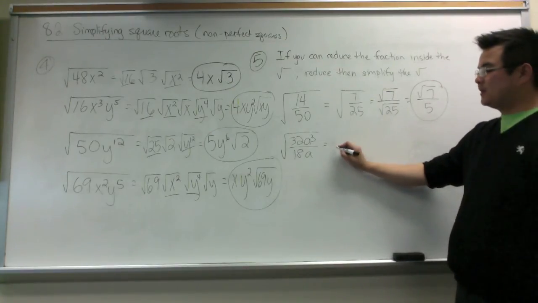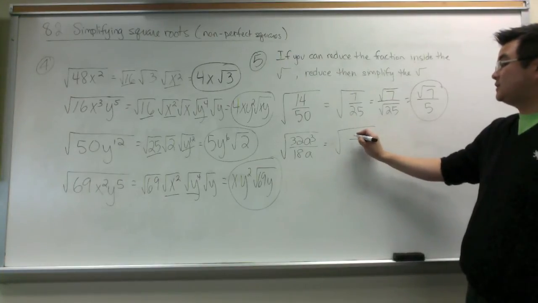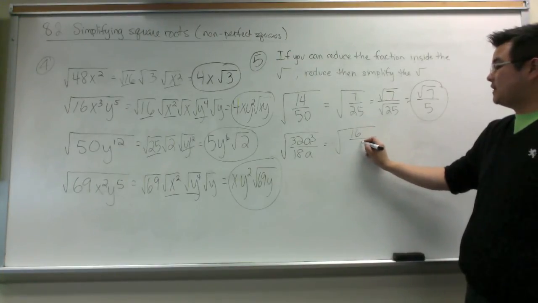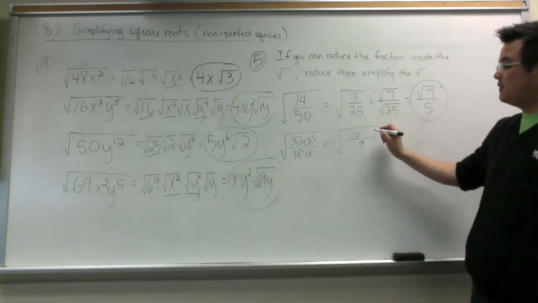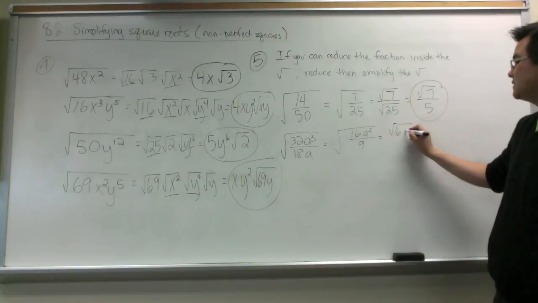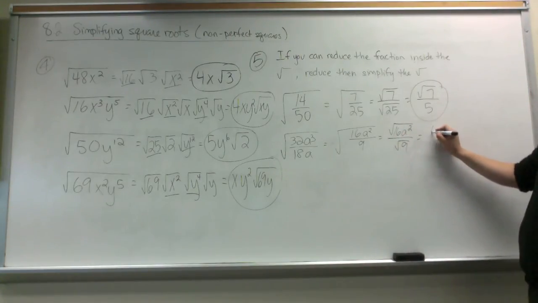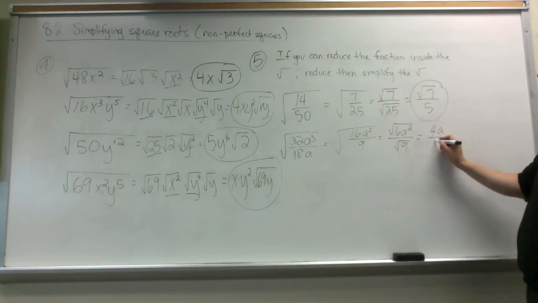In this example, I'm going to simplify. I'm going to reduce the fraction by 2. 36 divided by 2 is 18. 18 divided by 2 is 9. A cubed divided by a is a squared. So now I'm going to split up the radicals. The square root of 16a squared is 4a, and the square root of 9 is 3.